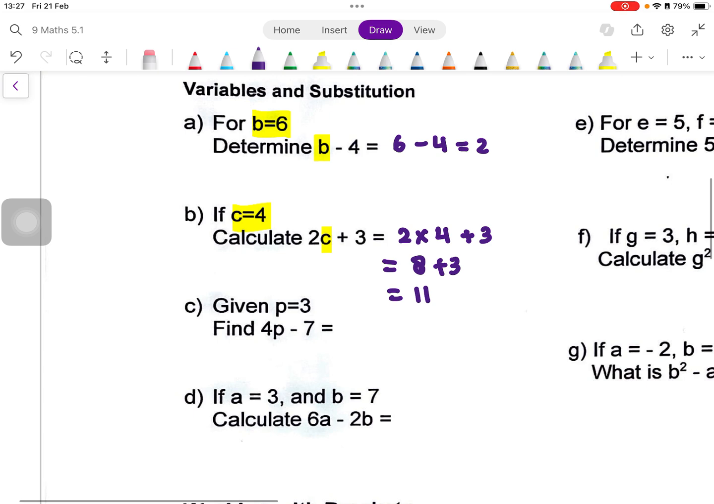Okay? All right, part C. Given that p is equal to 3, if you see letter p here, you can replace it with the value of 3. So 4p minus 7 is 4 times p. P is 3, and then take away 7. BODMAS rule, we do the multiplication first, 12 minus 7. So that will be 5. Okay? All right, that's part C.